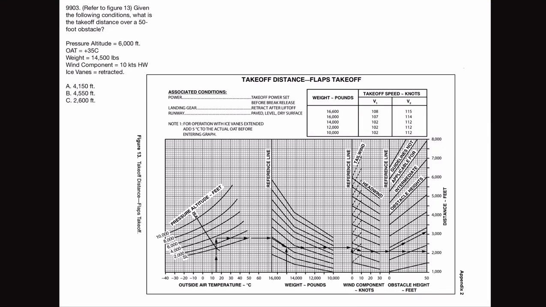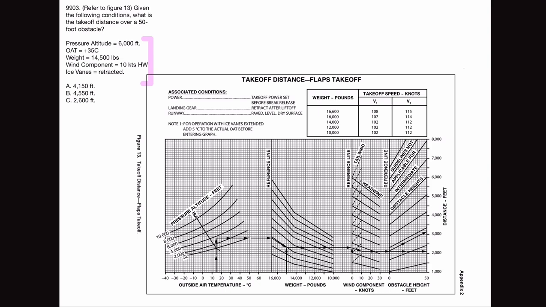Taking a look at question 9903, it says refer to figure 1.3. Given the following conditions, what is the takeoff distance over a 50-foot obstacle? The following conditions are listed below. You have your pressure altitude at 6,000 feet, outside air temperature 35 degrees Celsius, weight at 14,500 pounds, wind component is 10 knots of headwind, and your ice veins are retracted.